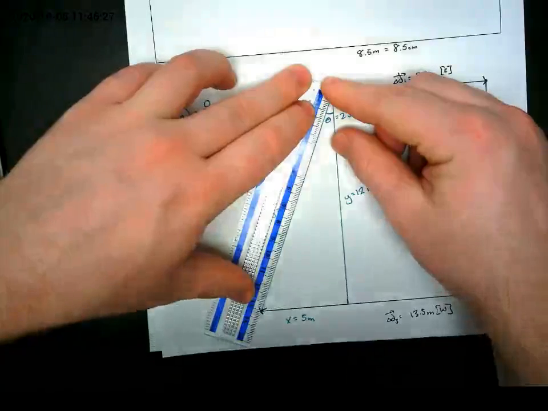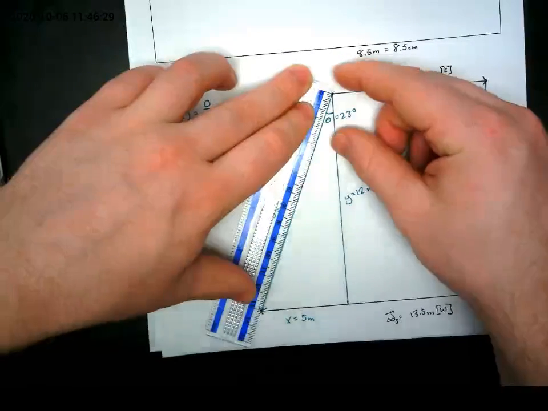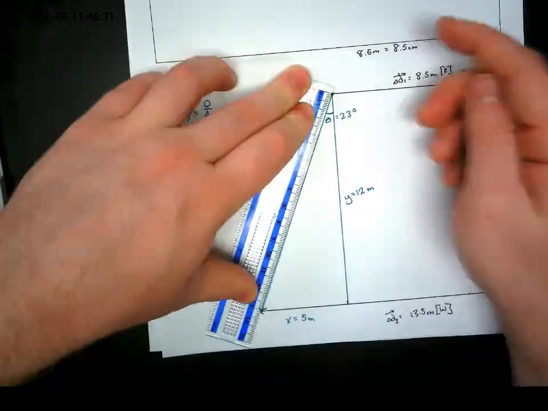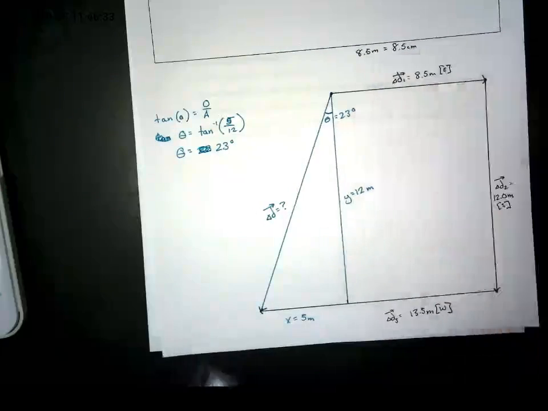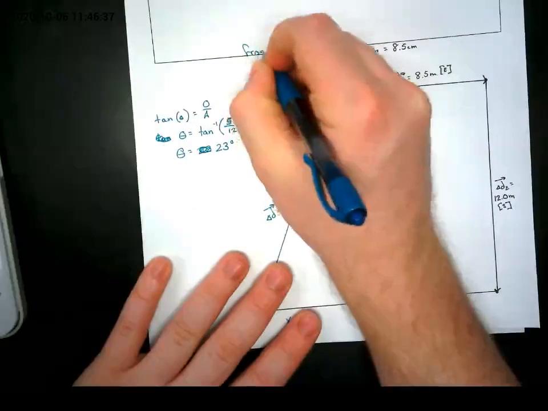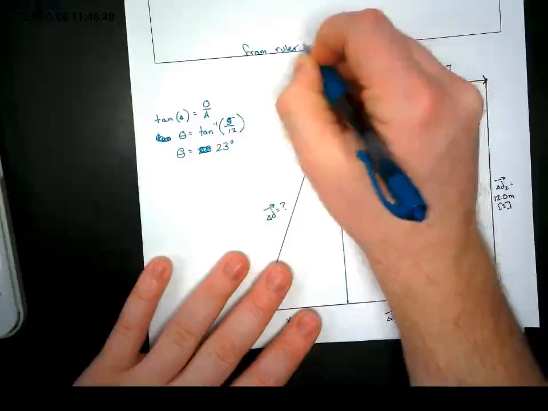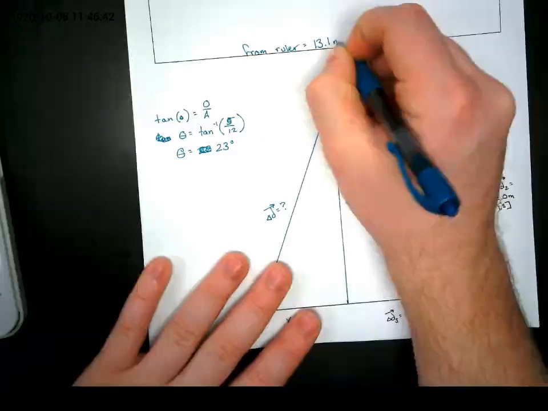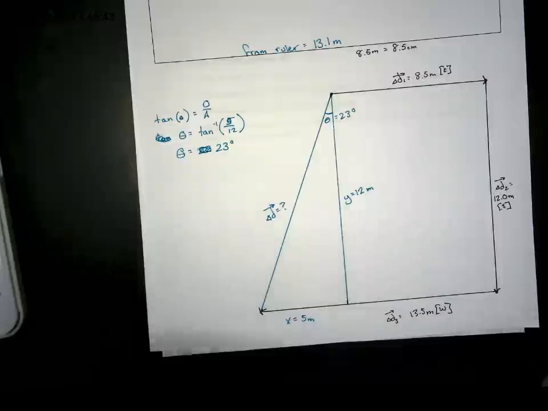So it looks like I get something like 13.1. So my displacement should be 13.1, somewhere in that ballpark. So from ruler, I'll write up here, from ruler, should be 13.1 meters is what I should have. Let's see if that's what we get.